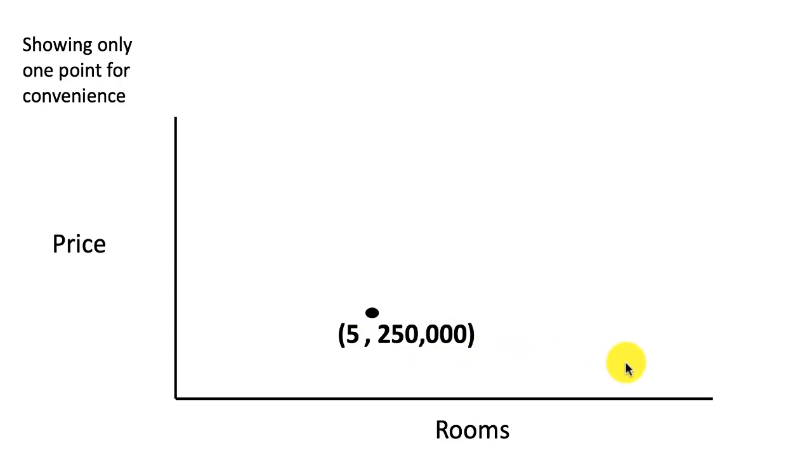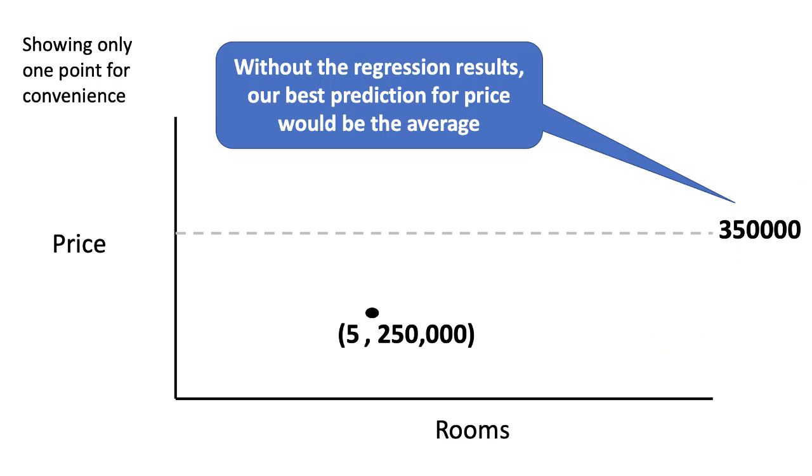Now forget for the time being that I said the average is 250,000. For this particular example, we are using a different average. 250,000 is not the average here. Let's say the average is 350,000. So this is the average. This would be our prediction for any house. But here is a home whose value is only 250,000. It has 5 rooms. So in the absence of any information for this particular house, our prediction would be that its price is 350,000.